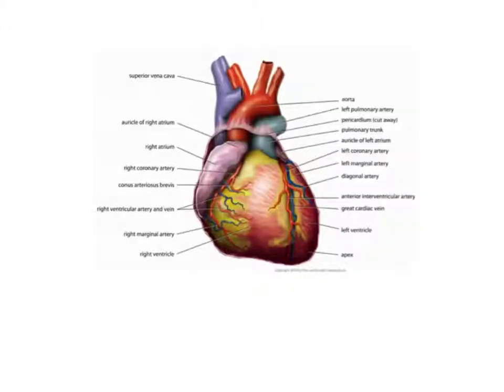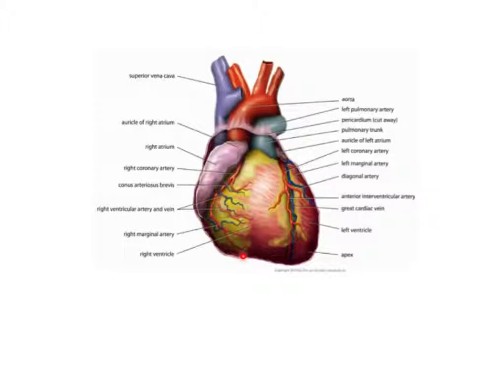The heart is obviously a vital organ situated in the chest cavity, slightly to the left. We'll start by looking at the external structure of the heart. Here you can see that the heart is enclosed in what we call the pericardium, which in this diagram has been cut away. That gives an element of protection to the heart.